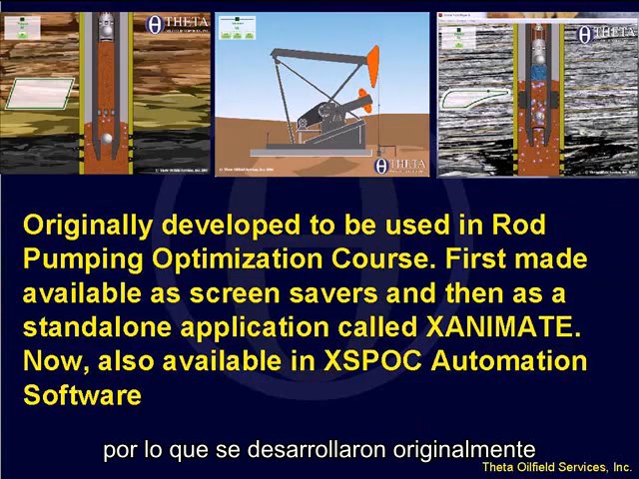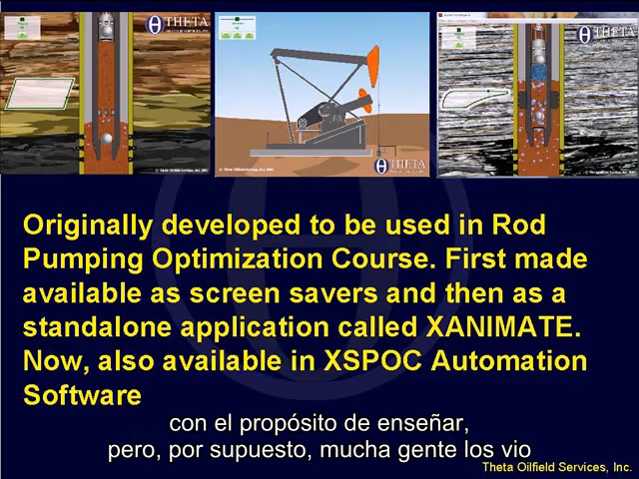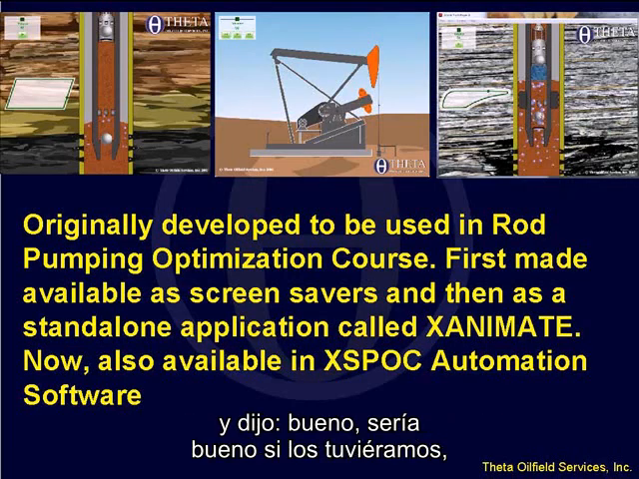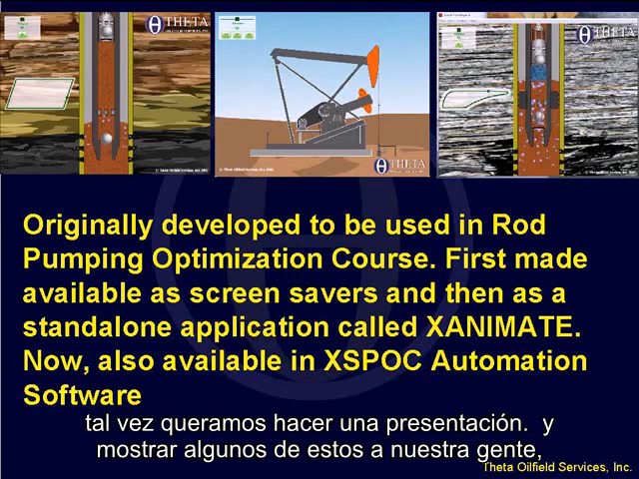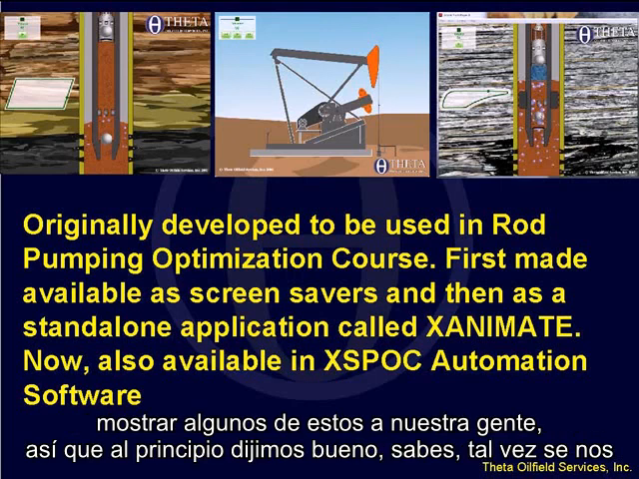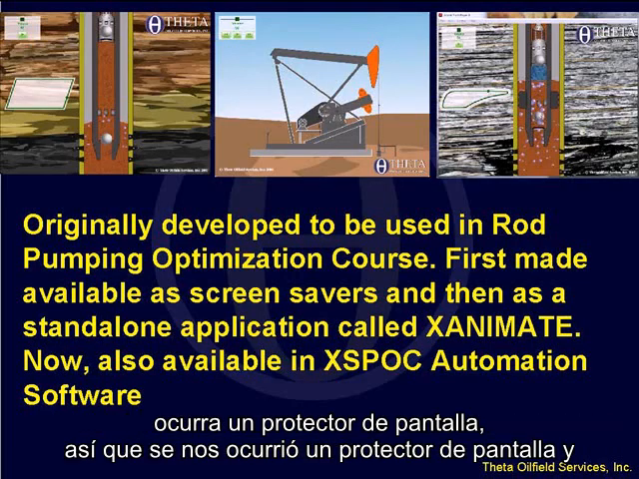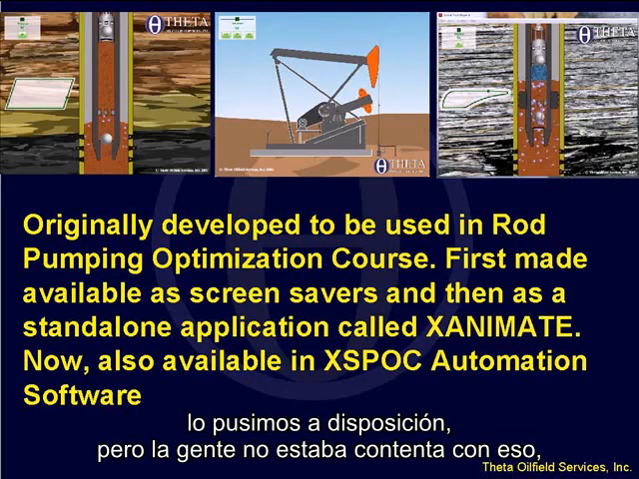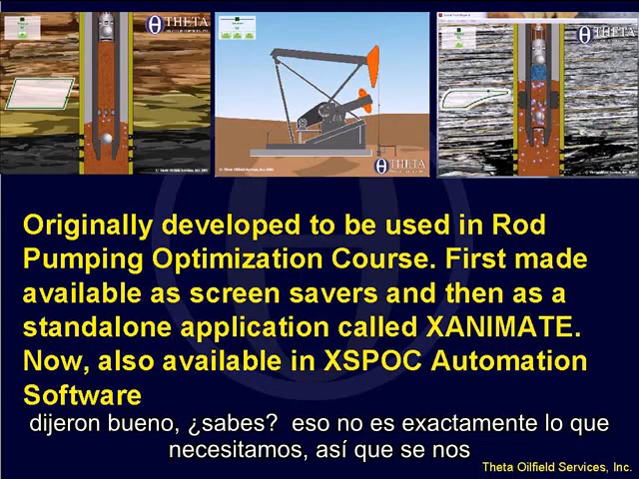So they were originally developed for the purpose of teaching. But of course, a lot of people saw them and they said, well, it would be nice if we had these. Maybe we want to make a presentation and show some of these to our people. So at first we said, well, maybe we'll come up with a screensaver. So we came up with a screensaver and we made that available. But people weren't happy with that. They said, well, that's not quite what we need.